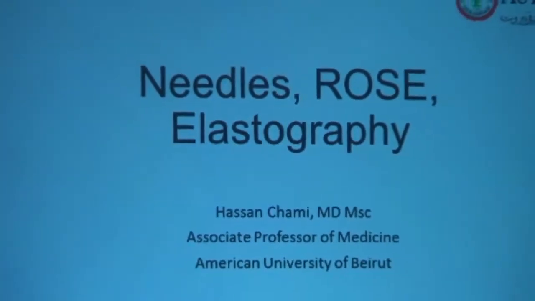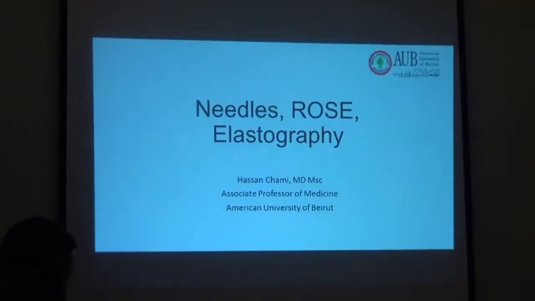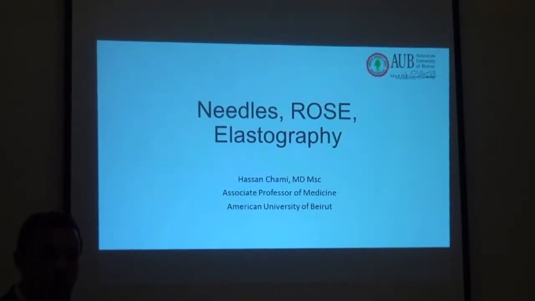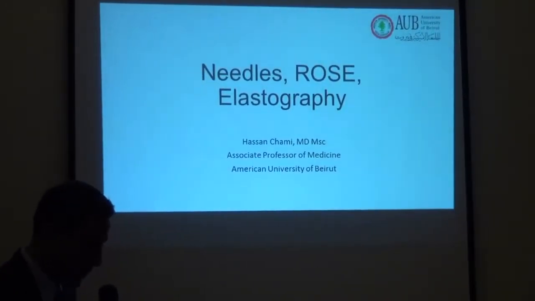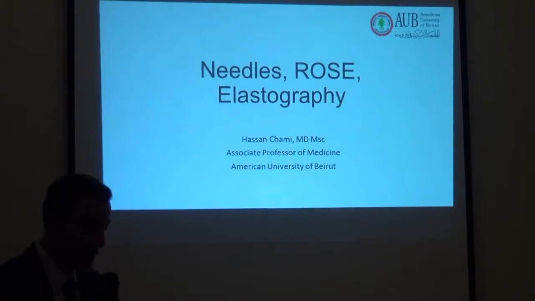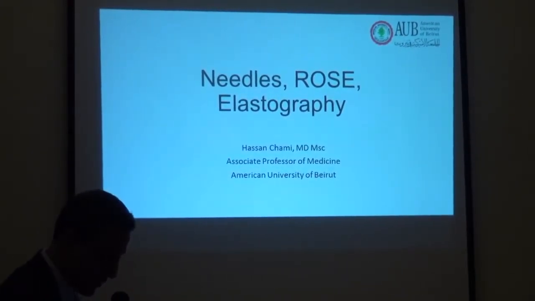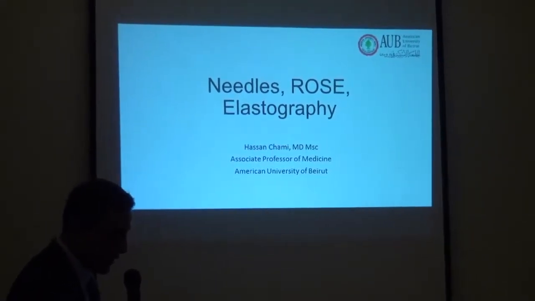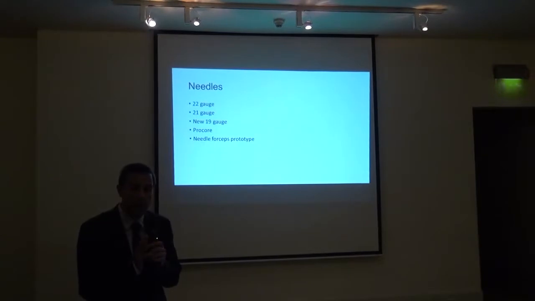Okay, so welcome back. After covering the anatomy and the equipment, we're going to move to cover a few topics related to EBUS needles, the rows, rapid on-site examination, and elastography. So the needles, you've got the 22-gauge needle, which most of the studies were done using. This is the smallest needle.